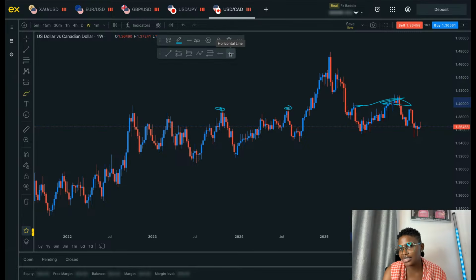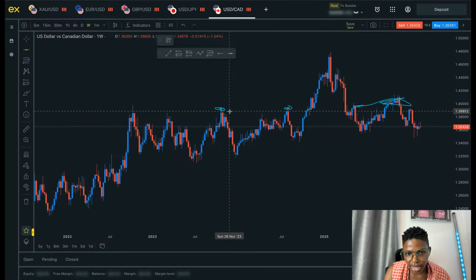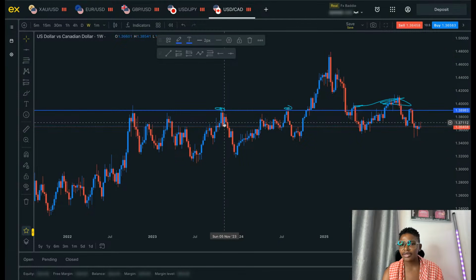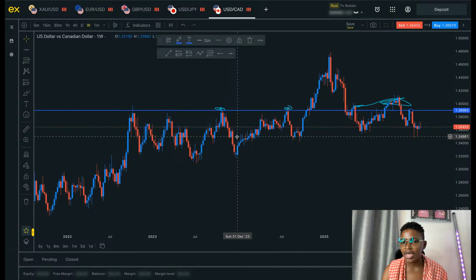this line, you just click on it, you bring it there, and you mark it. Is that clear? So we have marked one key level on the weekly time frame, as you can see. So you check, do you see any other level that price has respected more than one time?